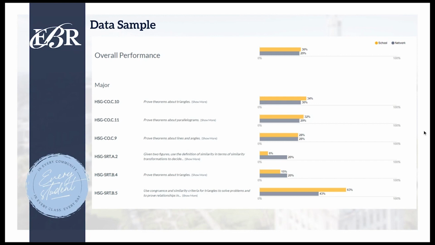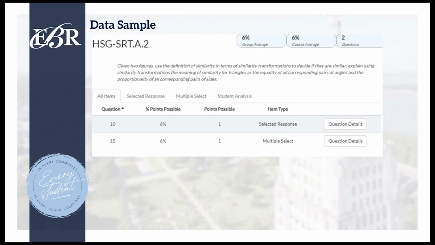So that's not one of the standards that I would focus on, because my students are doing really well with that standard. I would go to SRTA2. Given two figures, use the definition of similarity in terms of similarity transformations to decide, and so on. So I would look at that standard, that's 6%. So is that a 6% because of the type of question, or is it because of the standard? So we also have to ask ourselves those questions as well. So let's go look at that.